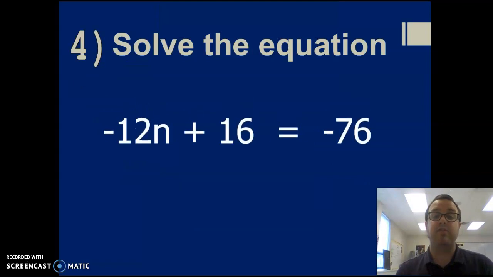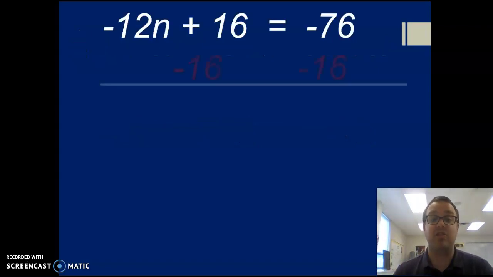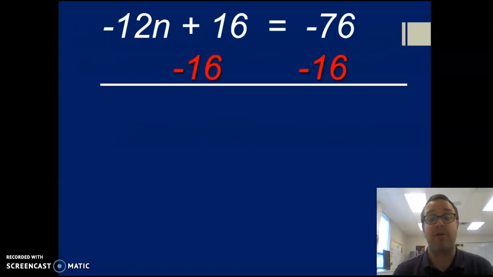All right, here's another two-step equation. Negative 12n plus 16 equals negative 76. Mr. Guy, you're starting to sound like a broken record. You're doing the same thing over and over again. Yeah, anytime we see a two-step equation, we're going to solve it the exact same way. Get rid of the addition or subtraction, and then get rid of that multiplication or division.